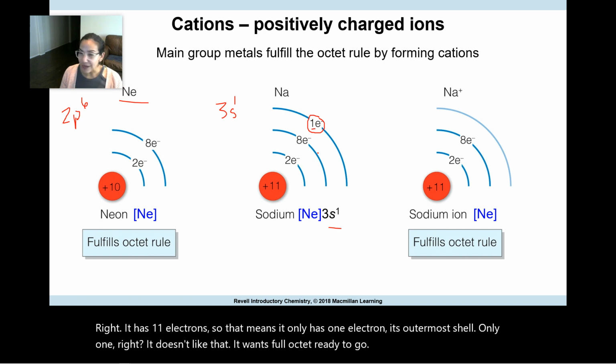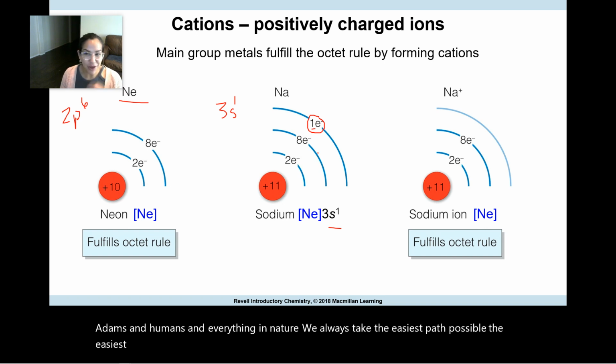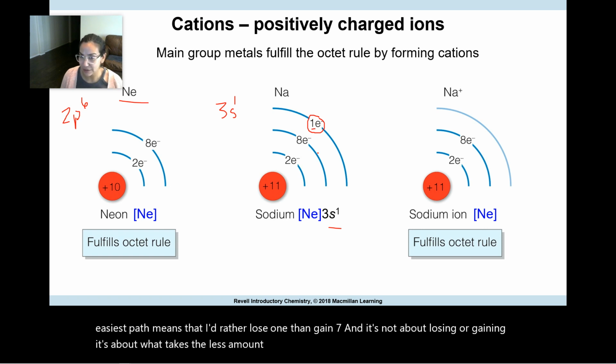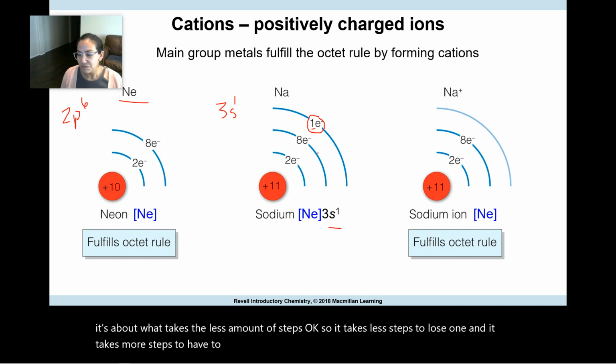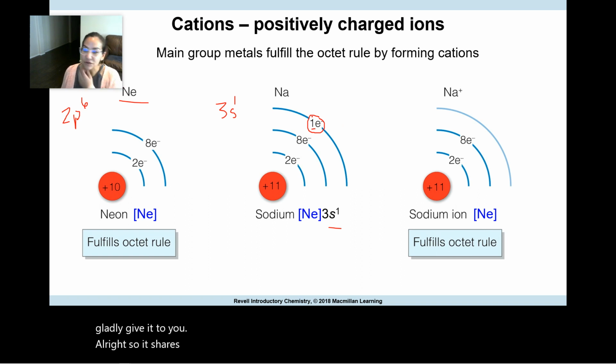Atoms and humans and everything in nature, we always take the easiest path possible. The easiest path means that I'd rather lose 1 than gain 7. It's not about losing or gaining, it's about what takes the least amount of steps. It takes fewer steps to lose 1, and more steps to gain 7. So sodium's like, go ahead, take my electron, I'll gladly give it to you. So it shares the electron, and its electron then goes away.